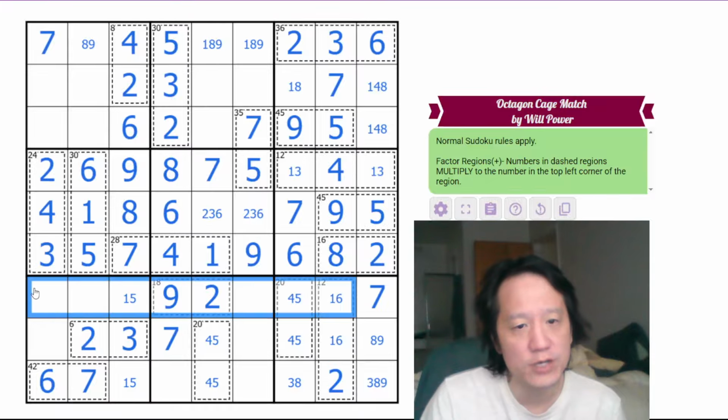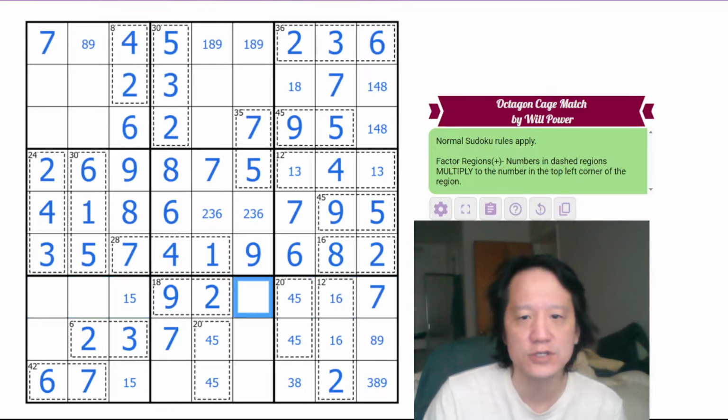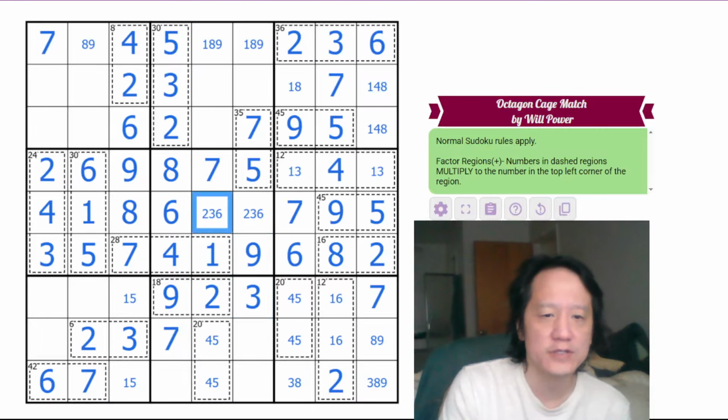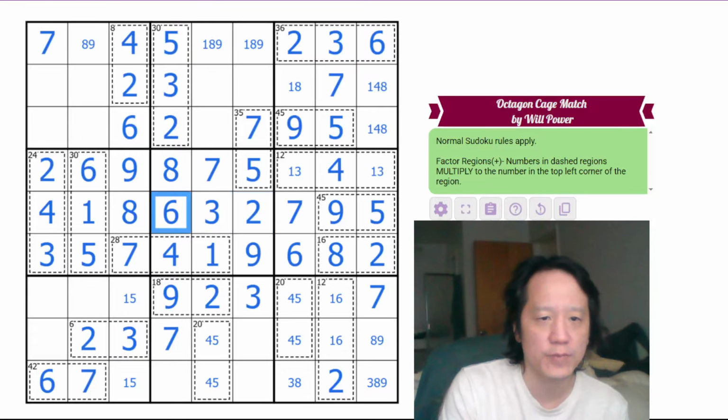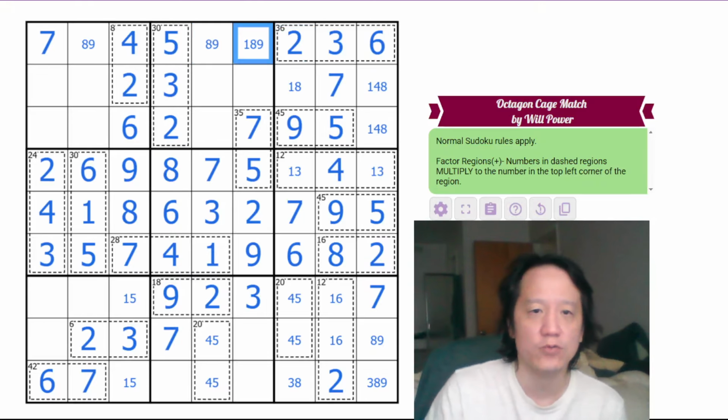Where is the 3 possible in row 7? Can't be here because of the 3 in the box. Can't be here because of the cages. So this has to be 3 here. This can't be 2 or 6, so it's 3. This can't be 3 or 6, so it's 2. This 1 eliminates 1 here. Where is the 1 then in row 1? It has to be here.